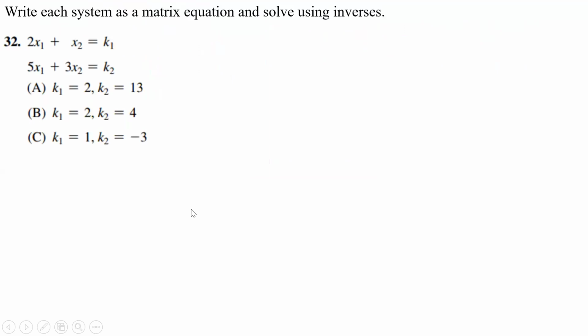All right, so we're supposed to write each system as a matrix equation and then solve using inverses. First things first, the coefficient matrix. This can be [2, 1; 5, 3], and then we'll have x1, x2, and then we'll have K1, K2. All right, and so that's what we have to start with: A, X, and B.